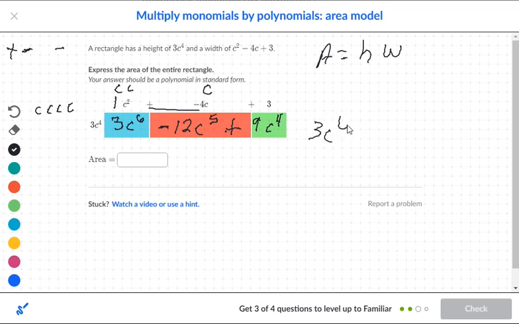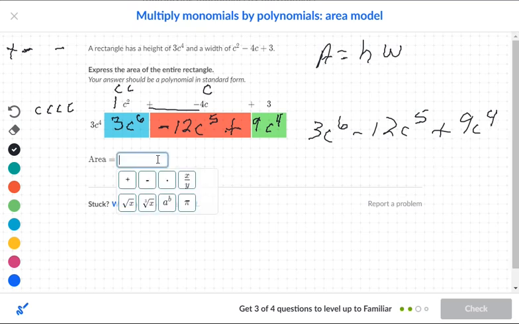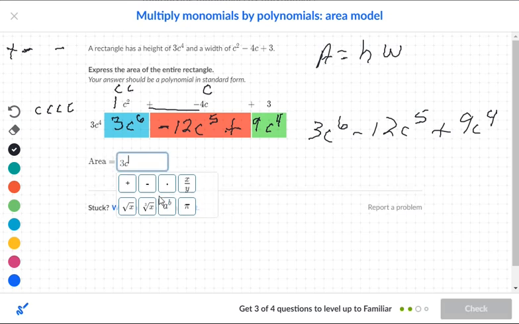So we have 3c to the 6 minus 12c to the 5th plus 9c to the 4th. So let's type this in. So we're going to start with the 3. Our variable is a c. We need the AB key for the exponent. It's a 6. Press the space bar. We brought it down. Press the minus sign.